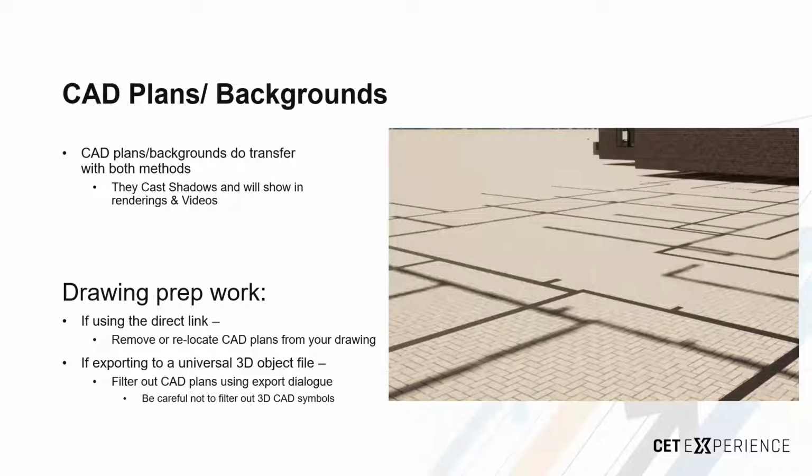If you are exporting to that universal 3D object type, that file type of FBX, you can actually use the filter function to filter out the 2D CAD plan that you're using as a background. Just be careful not to filter out any 3D furniture CAD symbols that you have imported into your plan. So just be judicious about which ones you're picking there. We will touch on filtering when we take a deeper look at the exporting process of FBX files shortly.